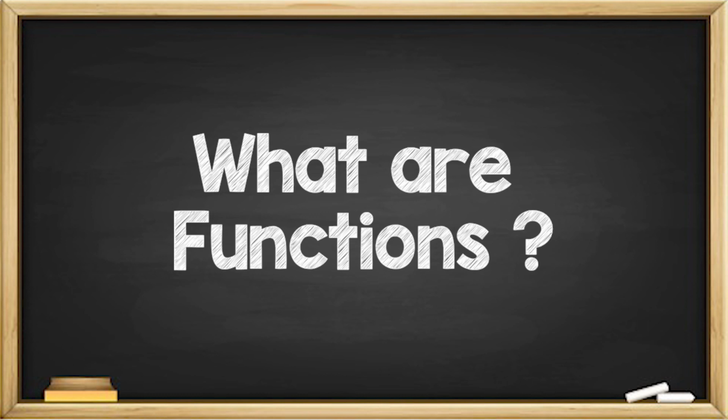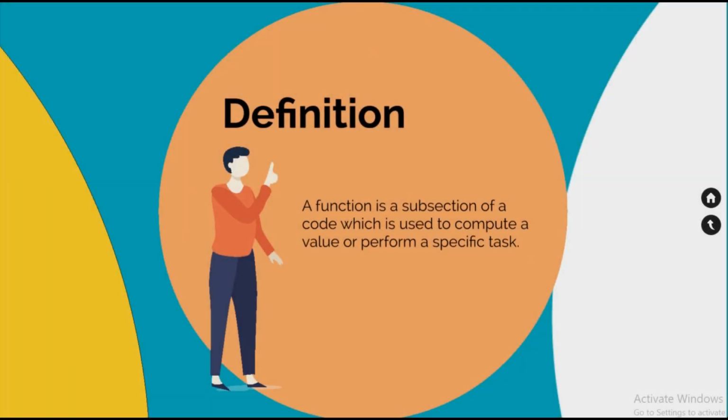What are functions? Let's see the definition first. A function is a subsection of a code which is used to compute a value or perform a specific task. A Python function is a block of related statements designed to perform a computational or logical task. The main idea is to put some commonly or repeatedly done tasks together and make a function, so that instead of writing the same code again and again for different inputs, we can do the function call to reuse the code over and over again.